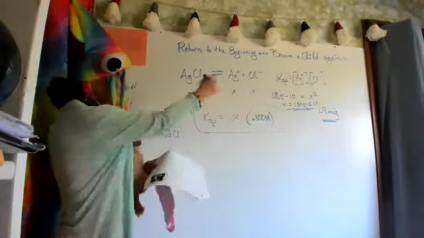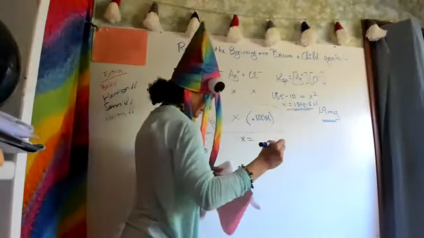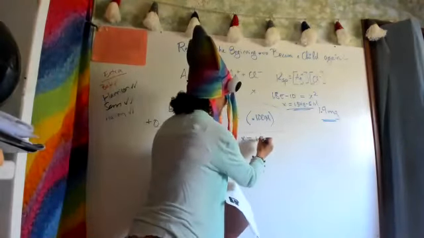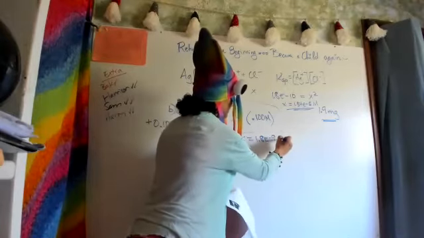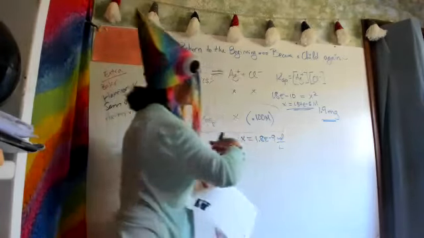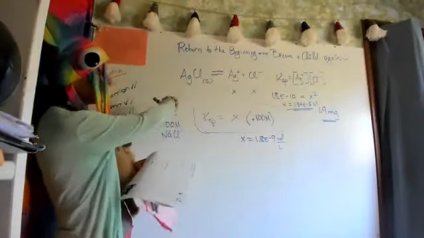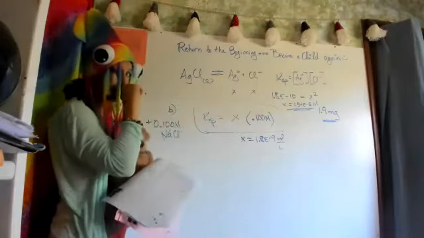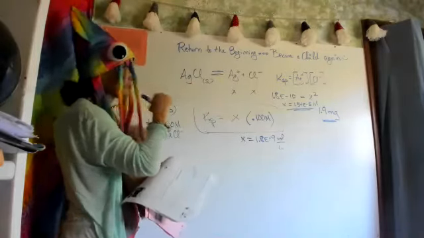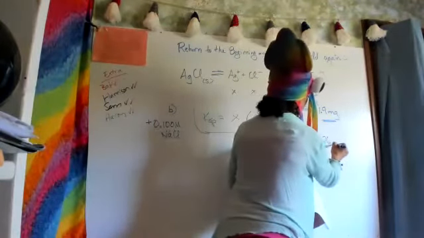All right, use the same KSP. x is 1.8 e to negative 9 moles per liter. You go all the way to grams of the silver chloride because it's a 1-to-1 mole ratio. And you'll get 26 micrograms.